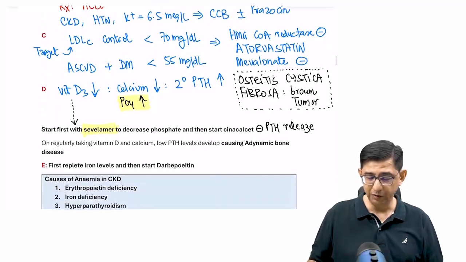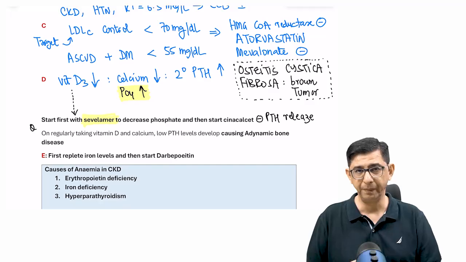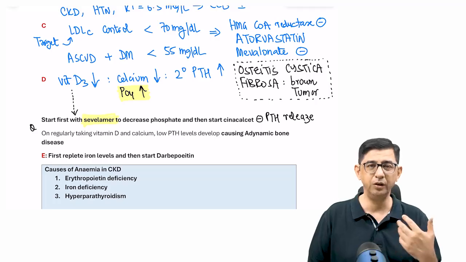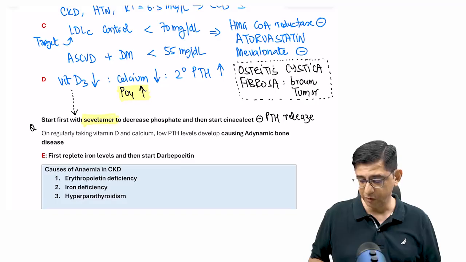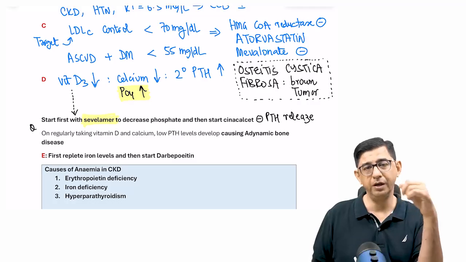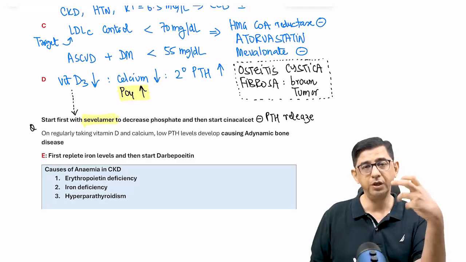Then an additional aspect, which is an MCQ, is that if the person is taking only vitamin D and calcium, then the stimulus for release of PTH would be gone, and if PTH is less, then the bone turnover tends to become less. This is called adynamic bone disease. So just remember that in patients of CKD, if you give only vitamin D and calcium, you cause a decreased bone turnover. It's like an iatrogenic condition.